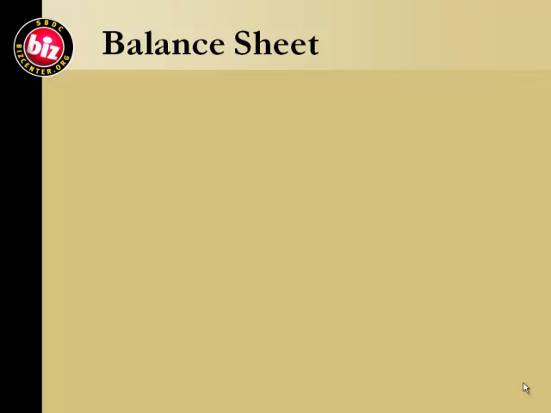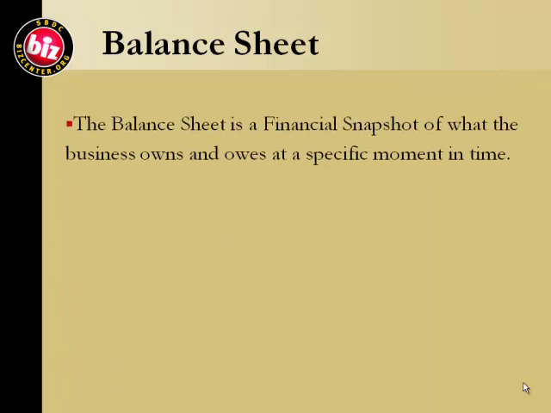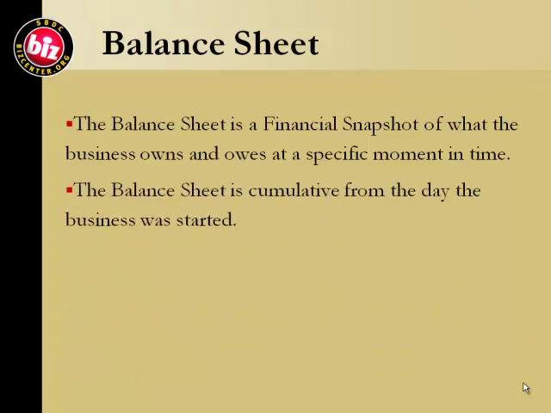The balance sheet is a financial snapshot of what a business owns and owes at a specific moment in time. The balance sheet will be viewed as of a specific date, but is cumulative from the day the business was started. For example, if you looked at your balance sheet today, it would show the total current balances of all asset, liability, and equity accounts since the business was started.